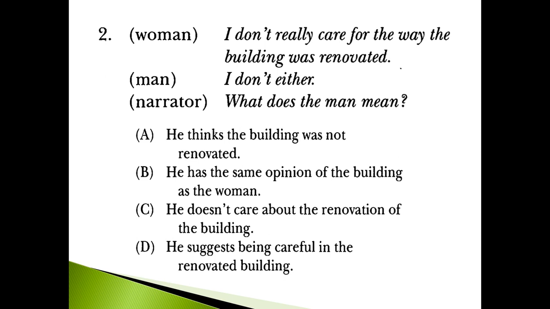Now, number two. I don't really care for the way the building was renovated. I don't either. What does the man mean? I don't either. Kenapa pakai don't either? Karena di sana statement dari speaker pertama menggunakan statement negatif. Maka menggunakan I don't either atau neither do I. Seperti itu. Maka jawabannya juga mempunyai makna persetujuan. So the answer is B. He has the same opinion of the building as the woman.